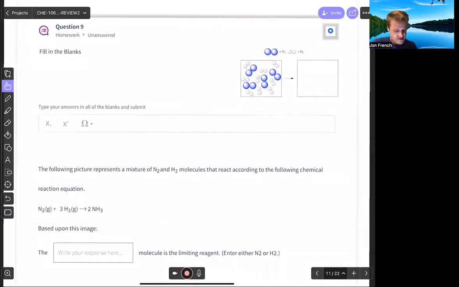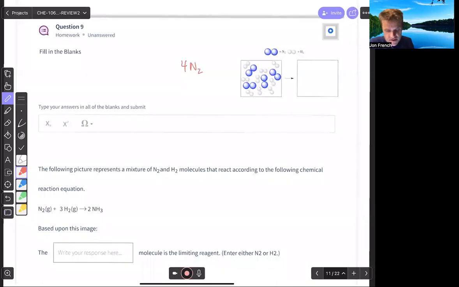This reaction is nitrogen plus hydrogen yields ammonia. If I tabulate everything, we've got 4 nitrogens and then 9 hydrogens. So the molecule is the limiting reagent. What molecule is the limiting reagent?